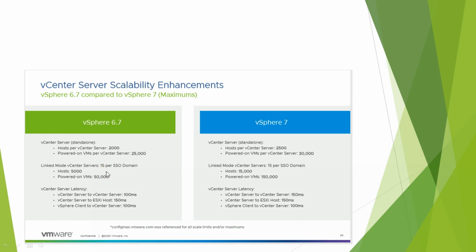Linked mode: vCenter server has linked mode, which was 15 vCenters per SSO domain, with hosts around 5,000 and powered on VMs 50,000. Now this has massively jumped up. Linked mode can be 15 vCenters per SSO domain, sorry, with 15,000 hosts when compared to 5,000. That's a massive jump, 10,000 there. Powered on virtual machines, you can have 150,000 in that setup. That's amazing, right? So you can see how big you can spin out.